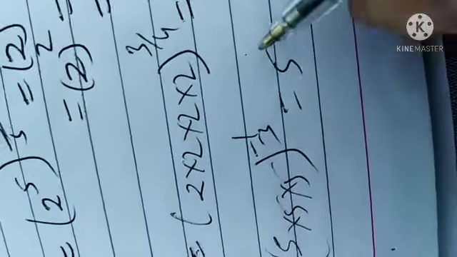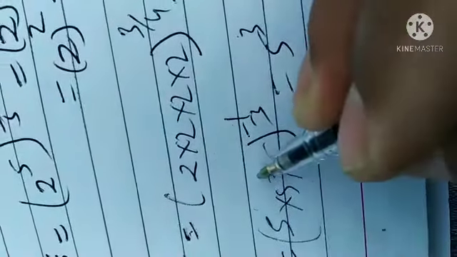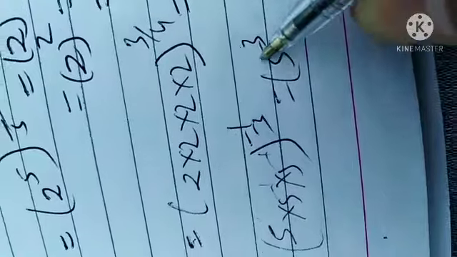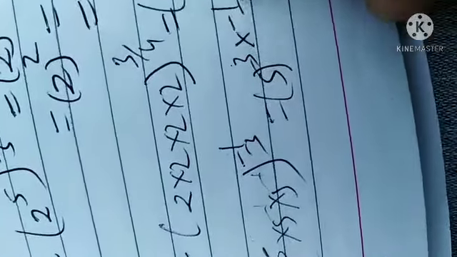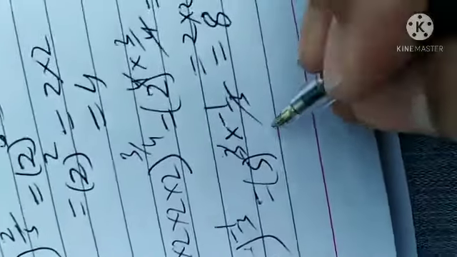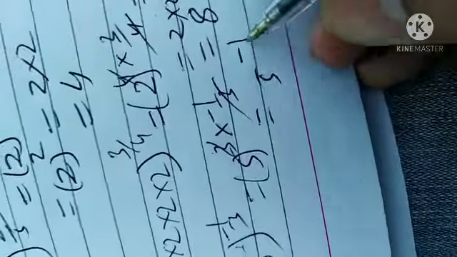It means this is 5 to the power 3. If you add 1 1 1, 5 to the power 3 and multiply by minus 1 upon 3, the 3s cancel out. Then what is left here? 5 to the power minus 1.